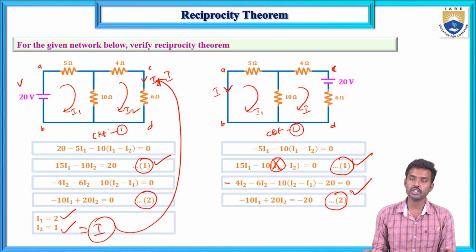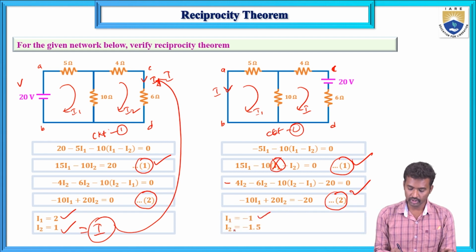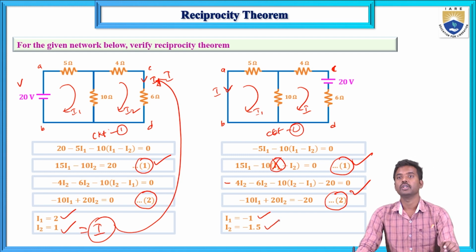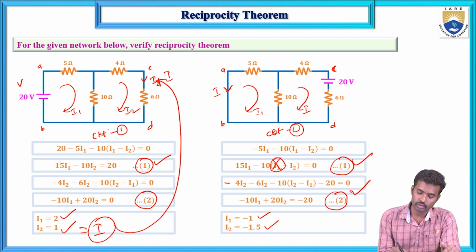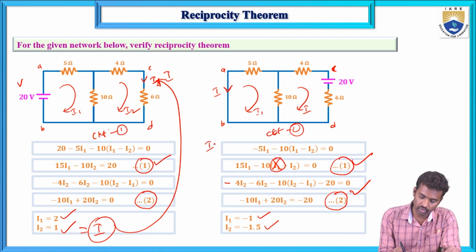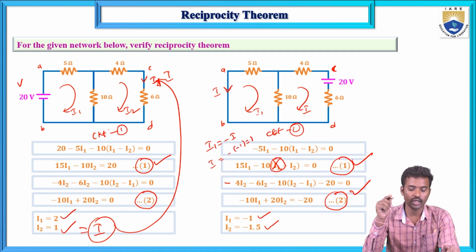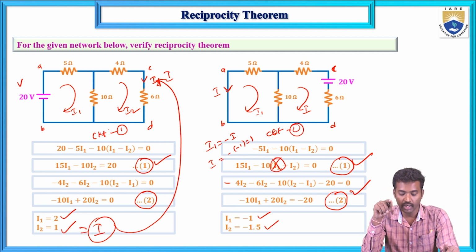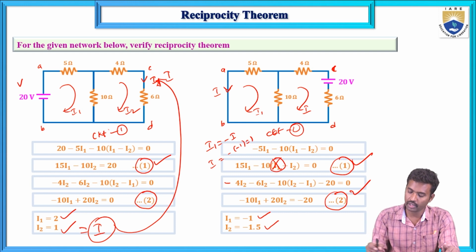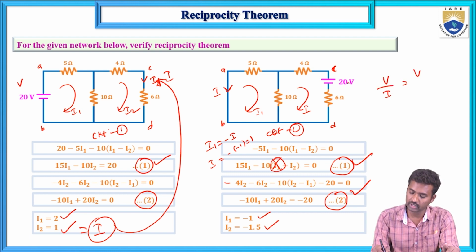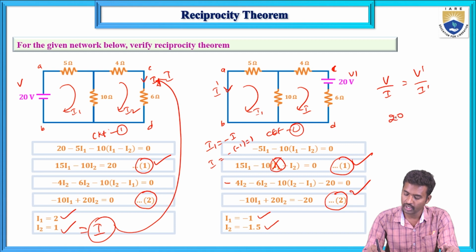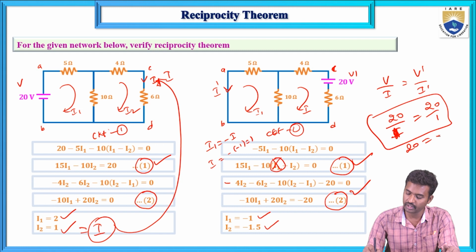If you solve these two equations, you will get I1 equals minus 1 and I2 equals minus 1.5. Now the response I equals minus of I1, so I equals minus of minus 1, that equals 1. Here in the first circuit the response is 1 ampere and in the second circuit the response is 1 ampere. Now V by I equals V dash by I dash. This is V dash and this is I dash, and V dash by I dash is the same. This is 20 by I, that is 1 amp. This is the 20 and this is the 1 amp. Same current.